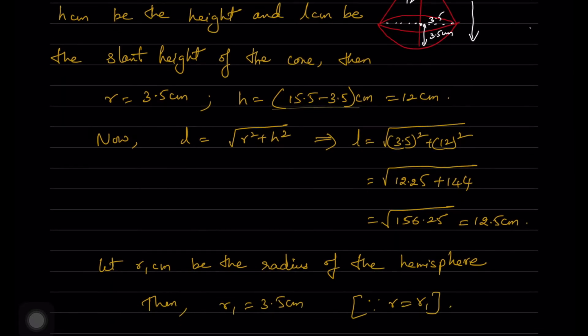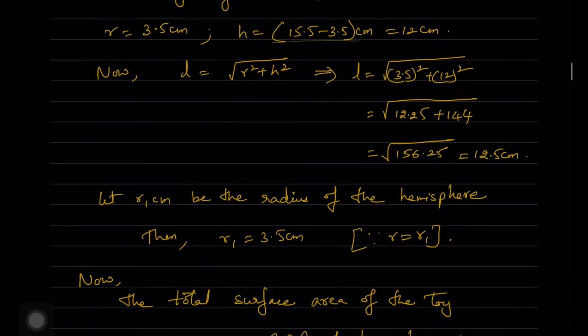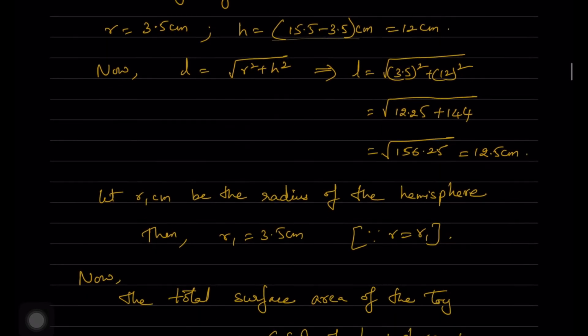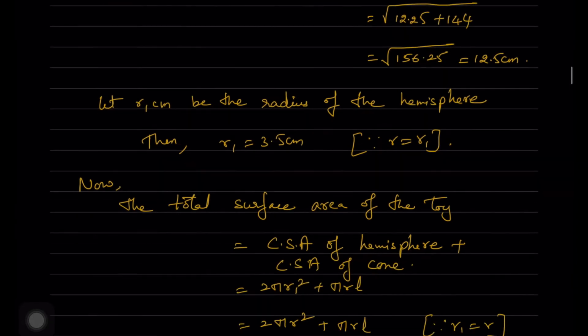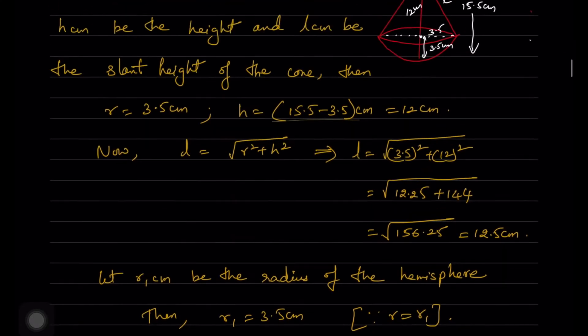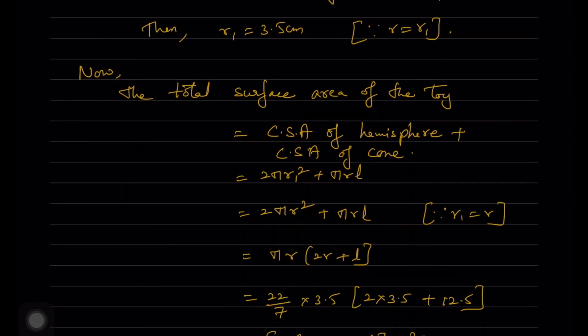So therefore, let r1 be the radius of the hemisphere, then r1 is equal to 3.5 centimeters, and you know r is equal to r1. The radius of the cylinder, the radius of the hemisphere and the radius of the cone are the same. So the total surface area of the toy is nothing but the CSA of the hemisphere plus the CSA of the cone, because they are placed one over the other. So we just find out the curved surface areas. We have to find out the total surface area of the toy.